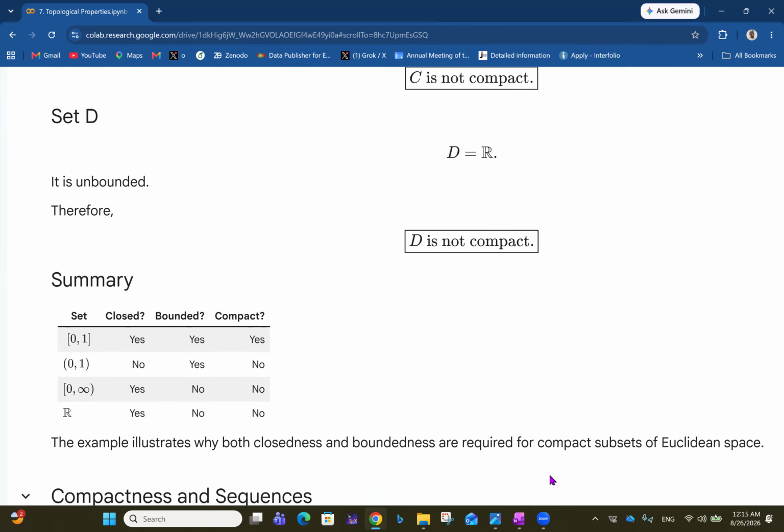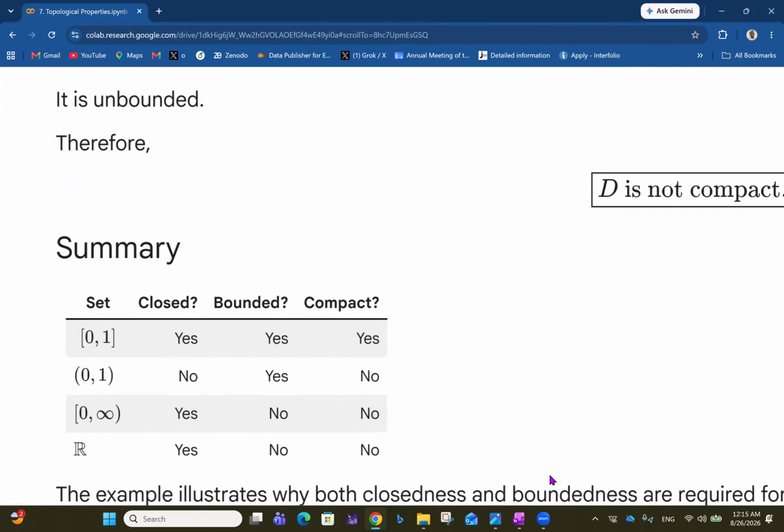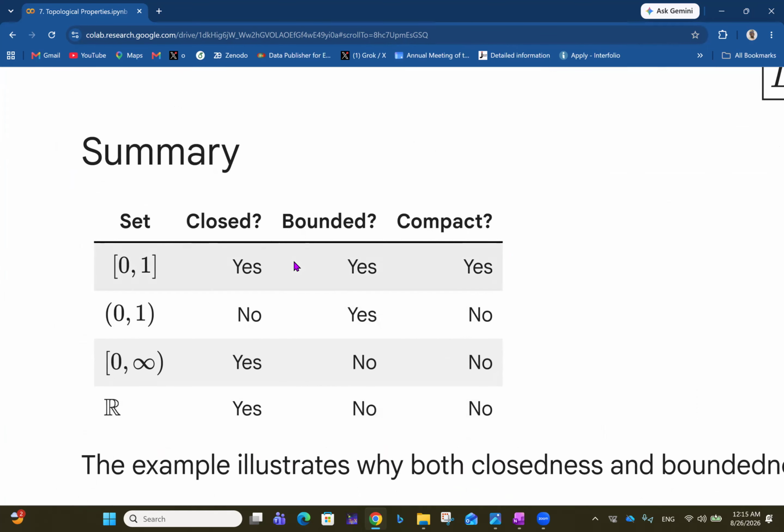So in summary, for the closed interval [0, 1], it is closed and bounded, so it is compact. For the open interval (0, 1), it is bounded but not closed. That means once either closedness or boundedness fails, compactness also automatically fails. For the half-open interval [0, infinity), it is closed but not bounded, so compactness is not there. Then R is closed but not bounded.